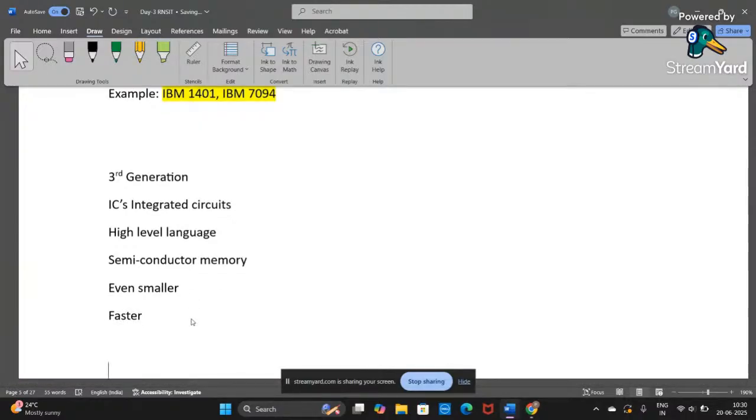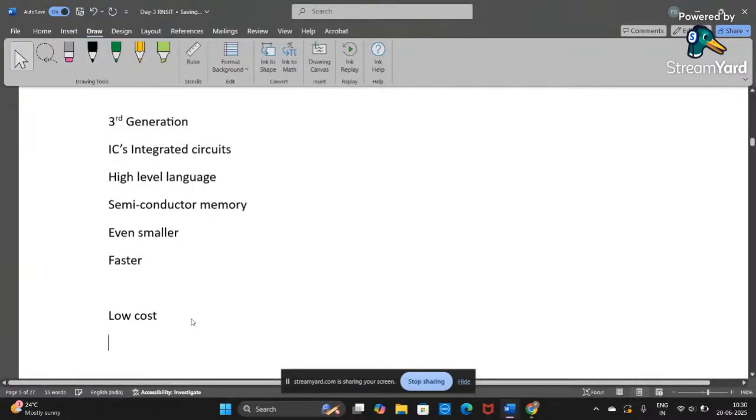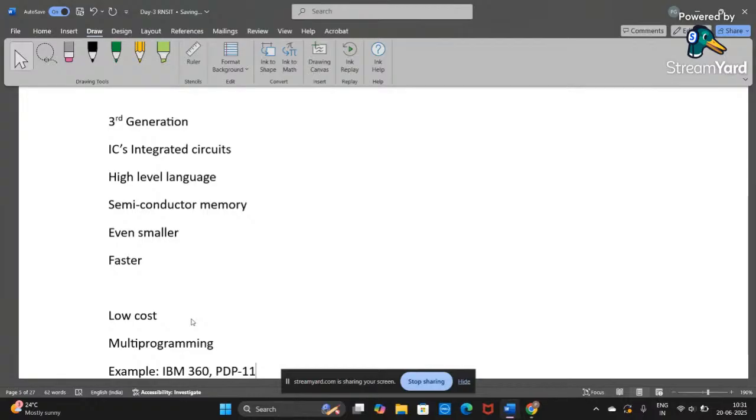The advantages are low cost and better performance, and here they introduced multi-programming. Low cost, better performance than the previous one, and multi-programming are the advantages of this. Examples for this are IBM 360 and PDP 11. These are the examples for the third generation. Then to the fourth.